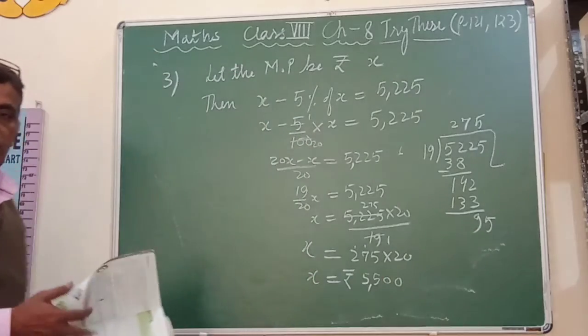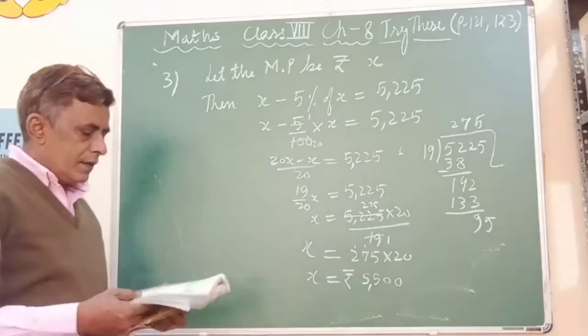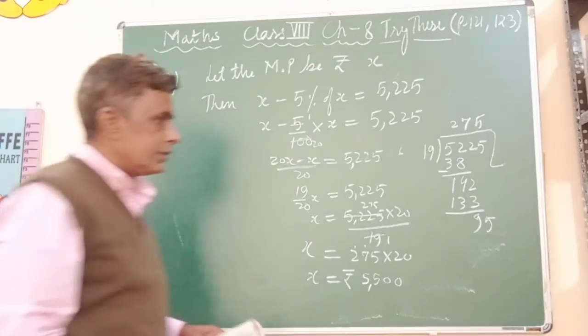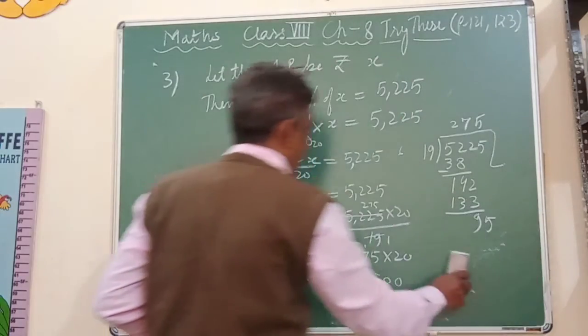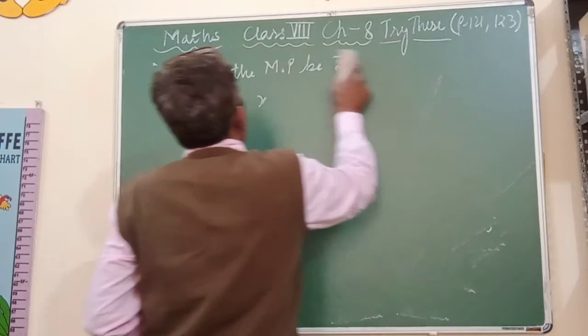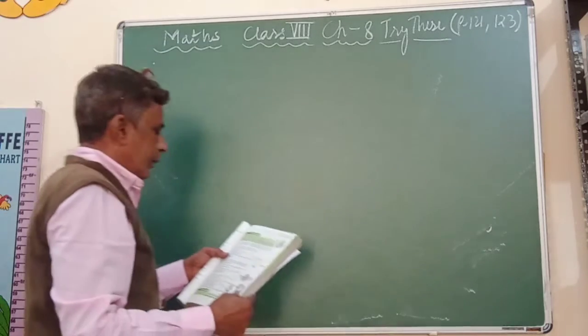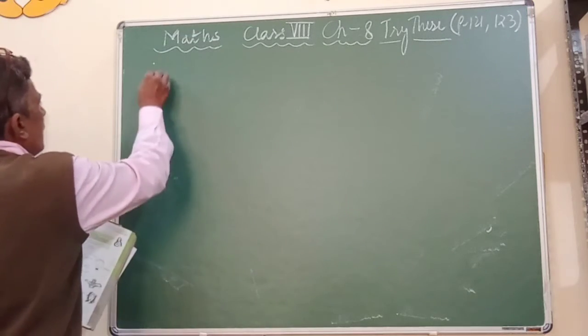Now we proceed to page 123. There are two questions, one on the top and one at the bottom of this page. Now we are going to attempt these questions. Page 123, question number 1, 1A.